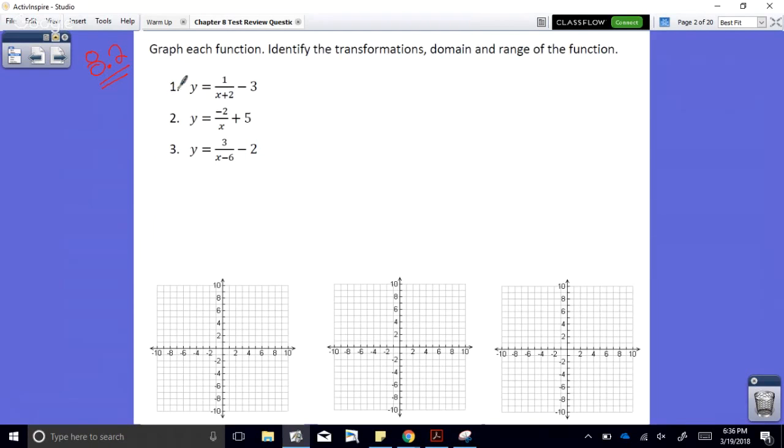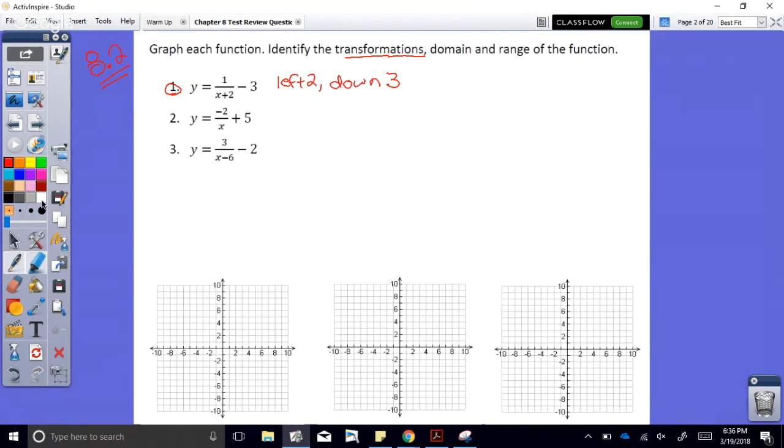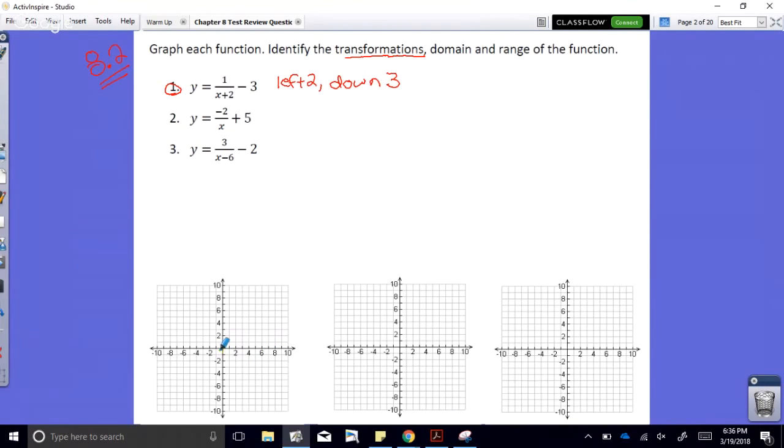Okay, so first thing, if we look at number 1, we'll start with identifying the transformations. The x plus 2 down with the x says this is going to go to the left 2. And the minus 3 out by itself is going to tell us that this function is going to go down 3. In 8.2, we talked about reciprocal functions, which had the two asymptotes at the x and y axis. So if we take those two and we shift them left 2 and down 3, we have a new asymptote at -2.